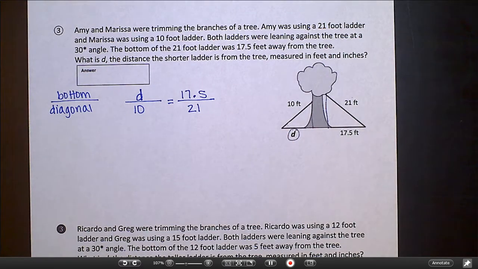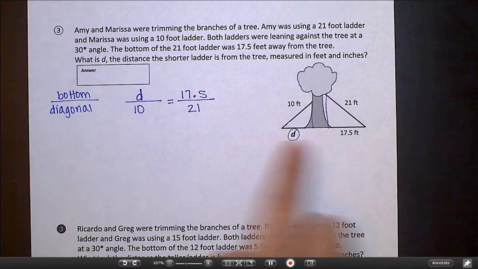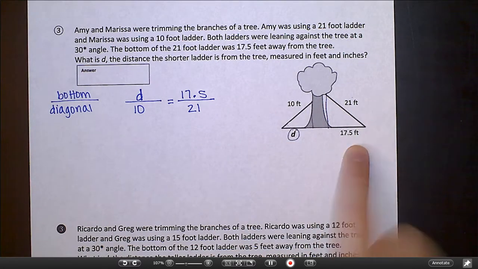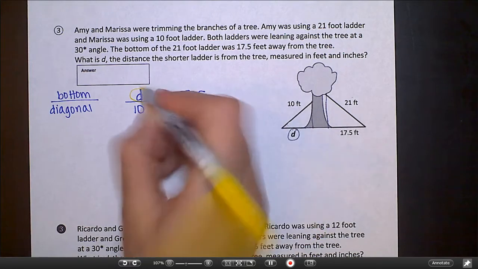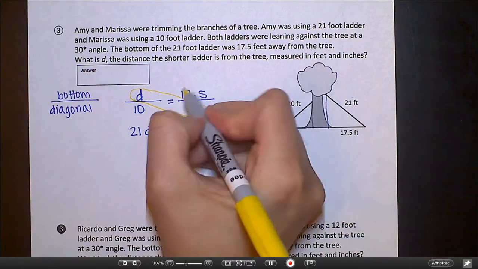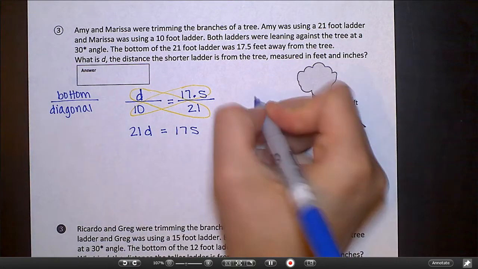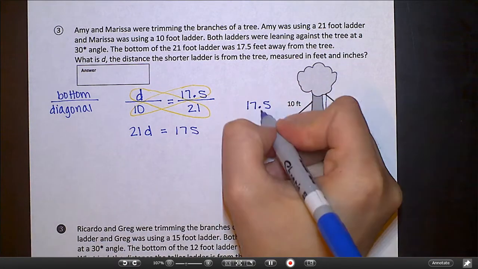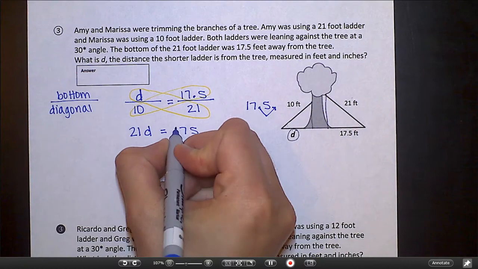Now before I start solving anything, take just a couple of seconds to make sure that you've done this correctly. Is this bottom over diagonal? Yep, bottom over diagonal, and those are matching sides. And then bottom over diagonal, okay, and those match. So I've set it up correctly. This would be the time to catch those mistakes. So D times 21, we already know that that's going to be 21D. And then 17 5/10 times 10 is just going to be 175. And let me show you how I got that. Anytime I'm multiplying a number by 10, I just move the decimal point one time to the right. Or if it's a whole number, I add a 0 because I move it to the right and I have to fill in with a 0. So I have 21D equals 175.